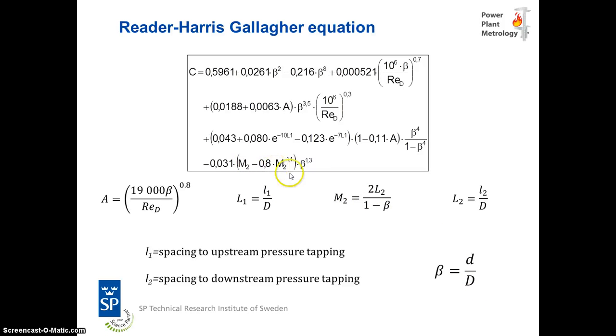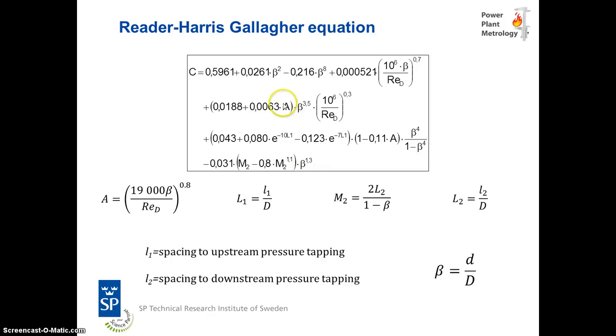You have M2 and L1 here, and L1 is the spacing between the upstream pressure tapping divided by the pipe diameter, and a smaller L2 that comes into the factor M2 is the spacing to the downstream pressure tapping divided by the pipe diameter. And this M2, you see it here, is L2 divided by 1 minus beta, and beta is this one.